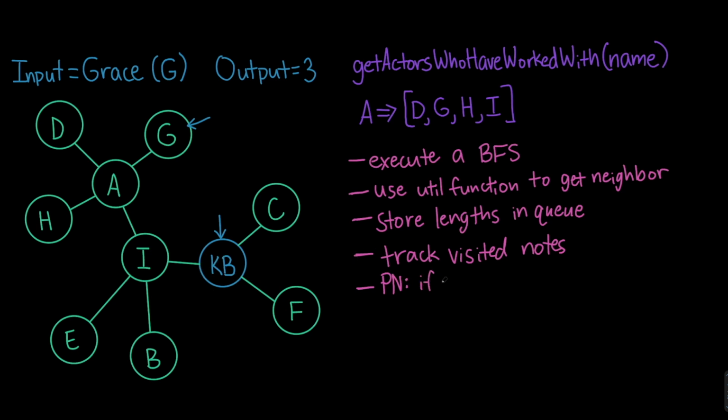So we'll say if node is KB, then we want to return our Bacon number, I guess we can call it. So we'll say return BN. I'll abbreviate that again, but BN is Bacon number, which is also the length of the shortest path between the input node and the Kevin Bacon node.